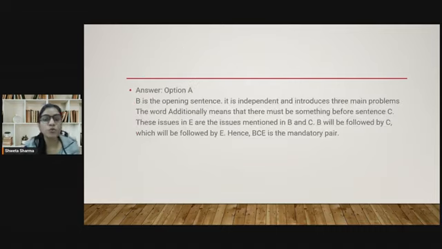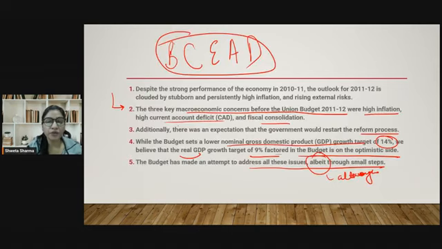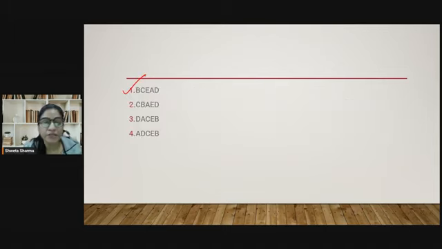Okay. So B is the opening sentence. It introduces the three main problems, that is the three factors which are introduced here: inflation, the current account deficit, and the fiscal consolidation. And then these issues in E are the issues mentioned in B and C. So that's how it clubs, followed by B and followed by C. So BC is the mandatory pair which we could see here.